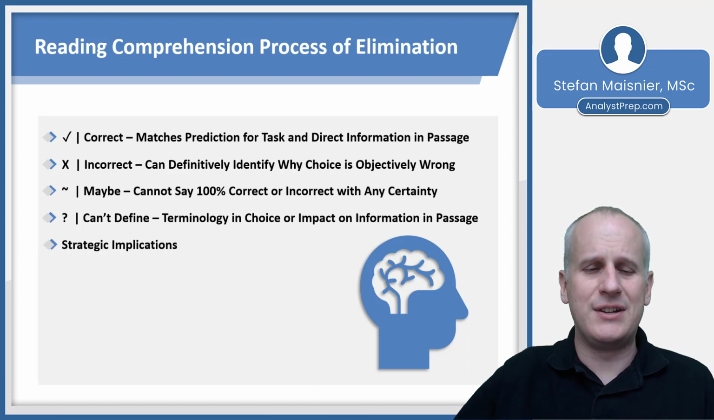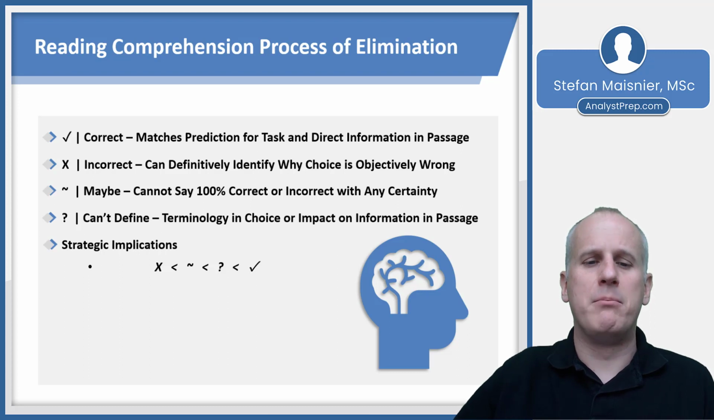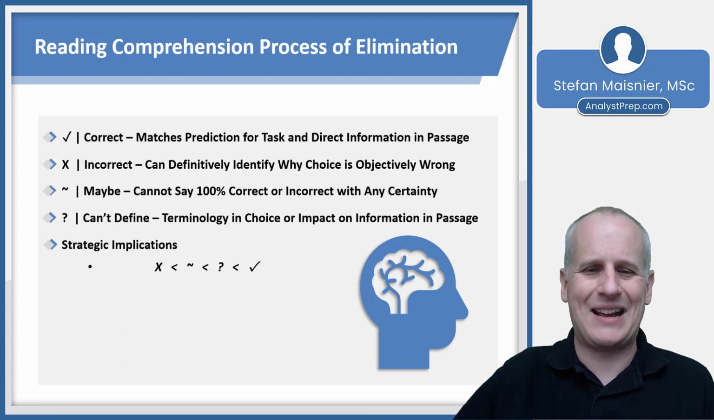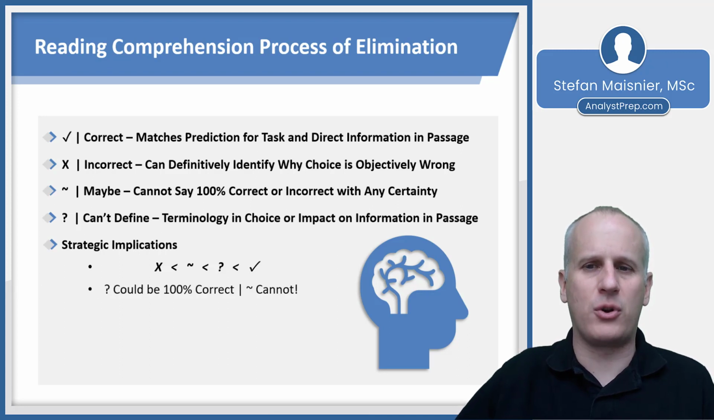So strategically, what does this mean? Well, we've got a clear order of preference in terms of what we would choose. We know we're not going to choose the X. We know we should choose the check. But when we're down to 2, when we're down to being between the question mark and the squiggle, we're actually going to prefer the question mark because it theoretically could be 100% correct, whereas the squiggle cannot.